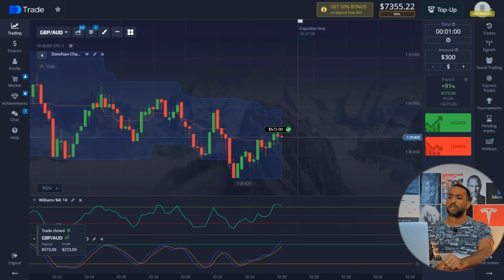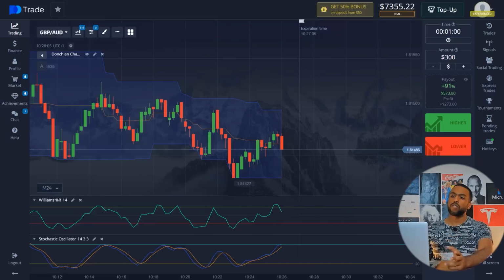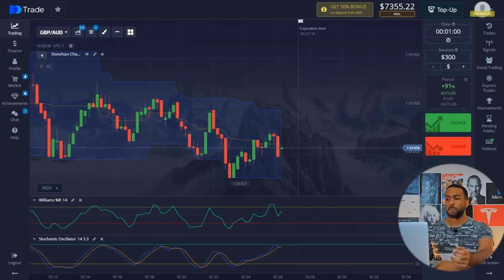Okay, and our check for loss or profit, we've added to our account $273. Amazing. So now you can see how to use the stochastic indicator. It gives you a signal about the next price movement. But let's continue trading. I made a down trade for $300 for 1 minute.